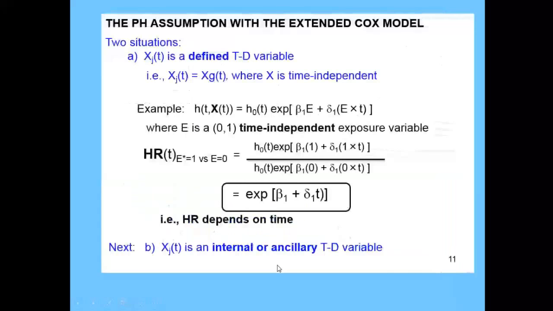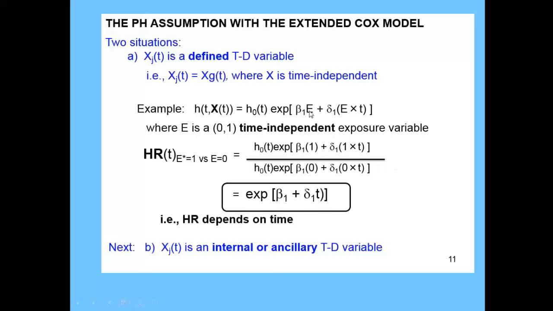Let's look at this model here. It says example. See example? Look at this model right here. Can you look at this without having a nervous breakdown now? I know it's 5:15, so you're starting to get nervous because you want to get out of here, maybe. I don't know. But look, it says E is a 0-1 time-independent exposure variable.